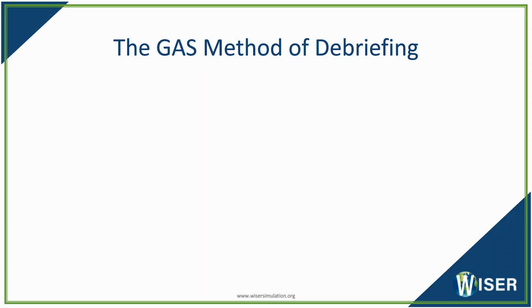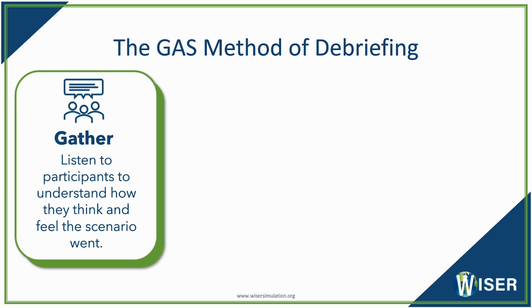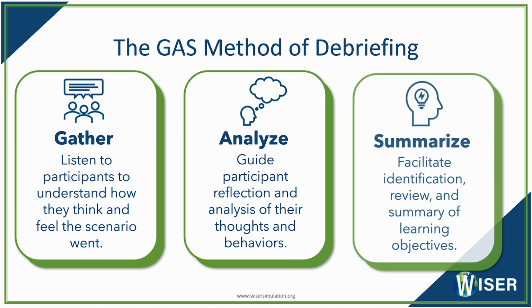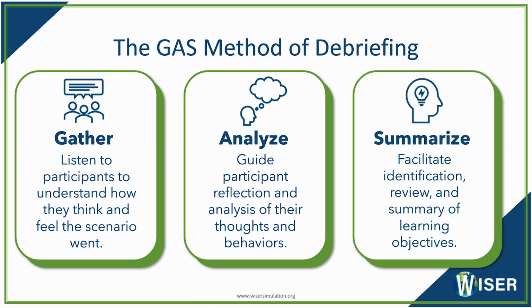At Wiser, we utilize the GAS model for debriefing. The first step of the GAS model is to gather thoughts and impressions about the experience, which is usually accomplished by having participants share their narrative of the event. Then facilitate participants' reflection on and analysis of their actions during the event by reviewing the videos, checklists, or observation logs. Lastly, summarize the positive actions or behaviors while acknowledging areas the team or individual needs to work on.